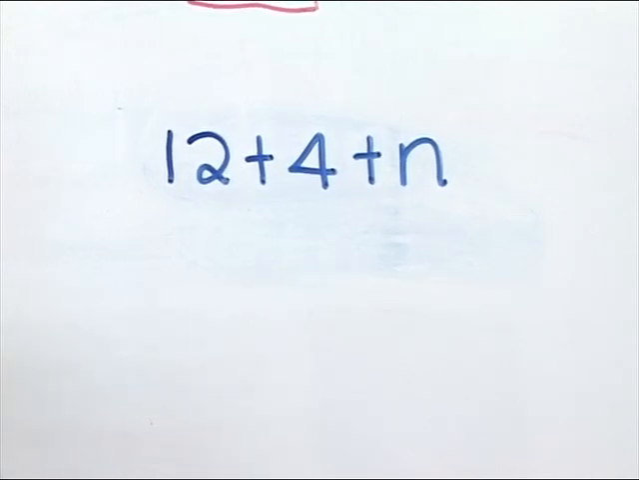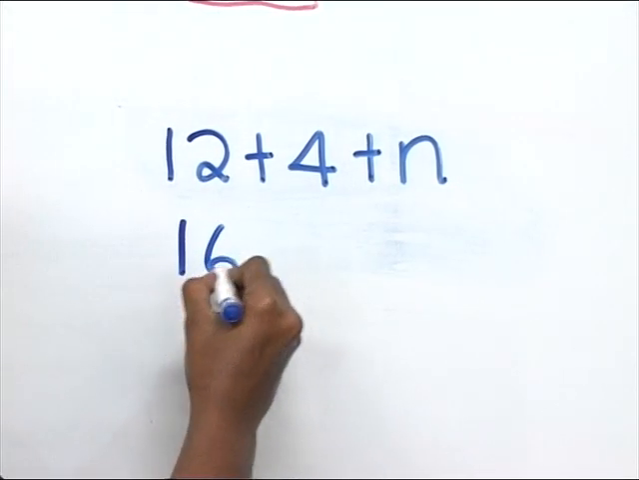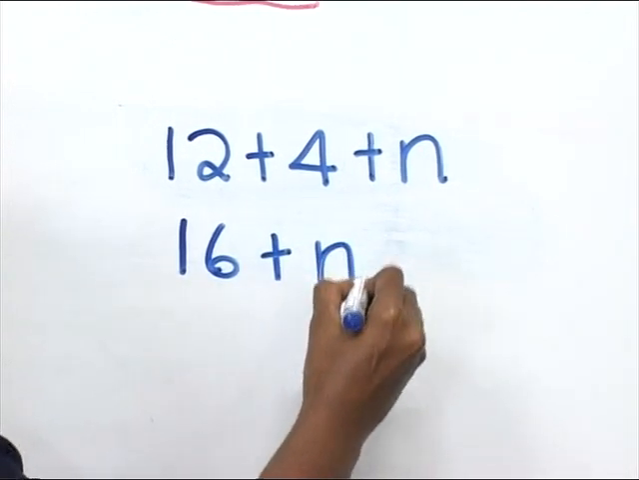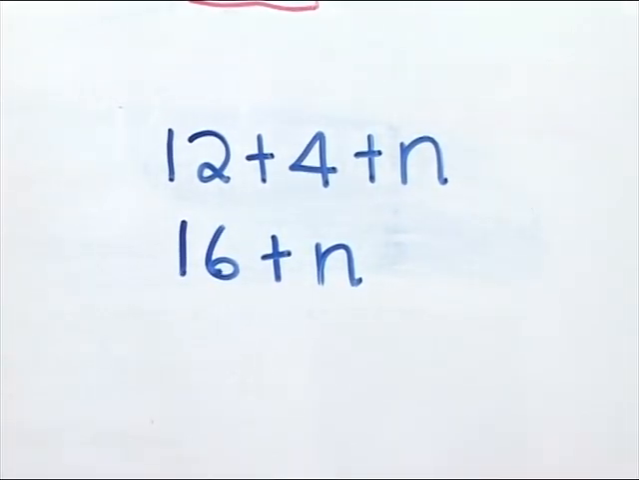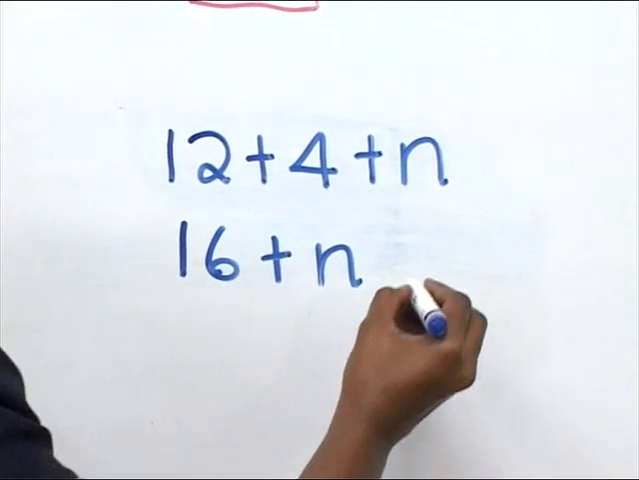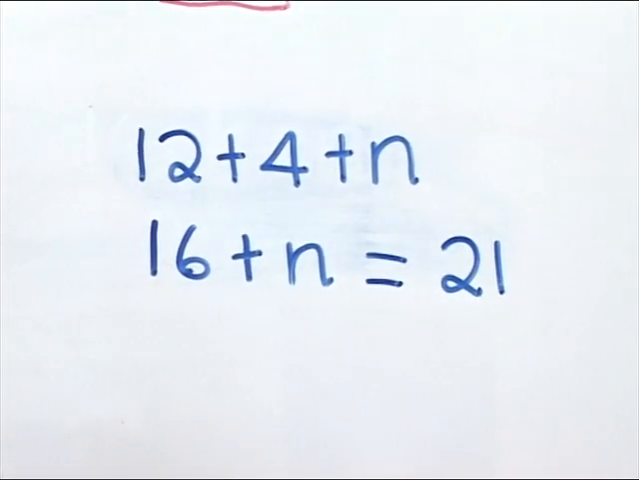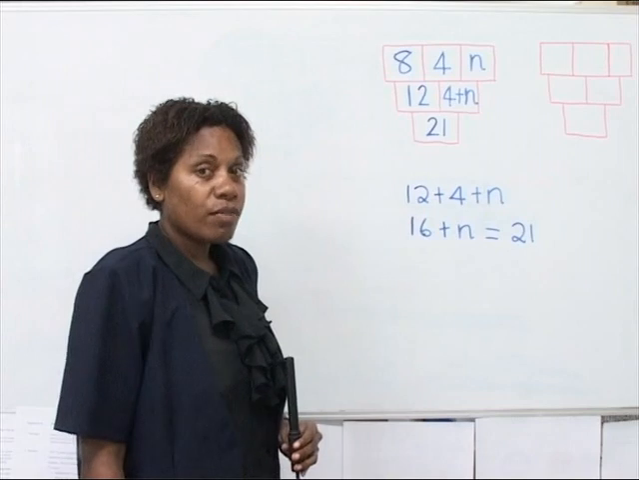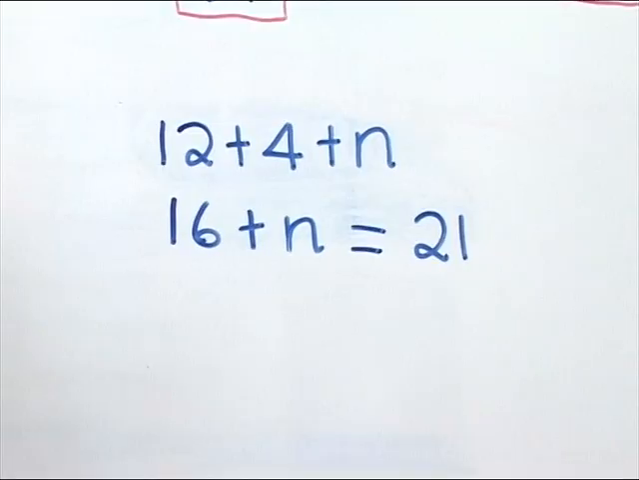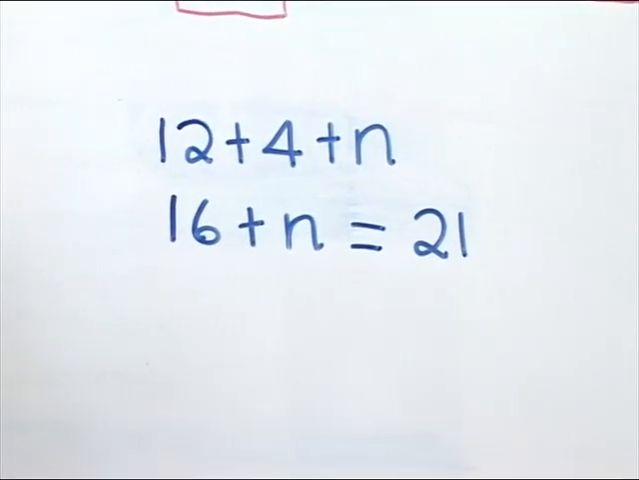So we collect the like terms: 12 plus 4, which is 16, plus n. Now we then form an equation using the letter n. So 16 plus n is equal to 21. Now we will solve this equation. 16 plus n is equal to 21.